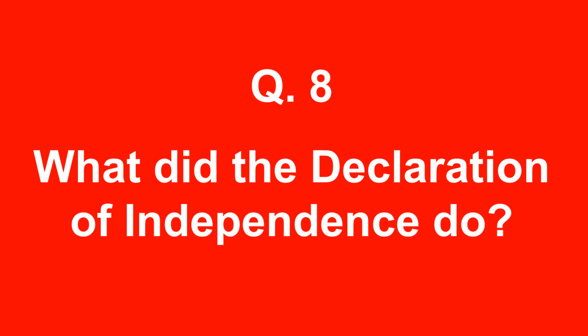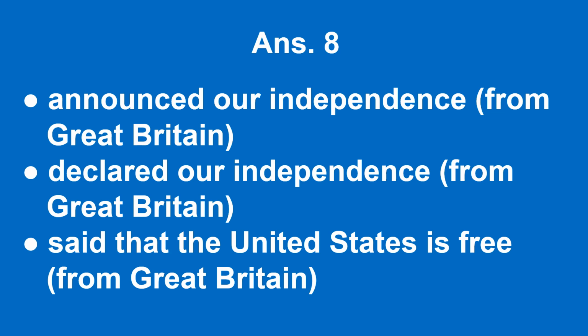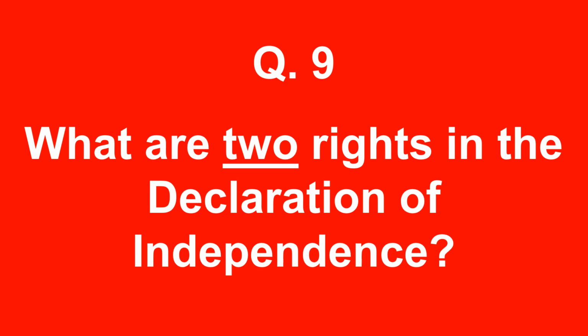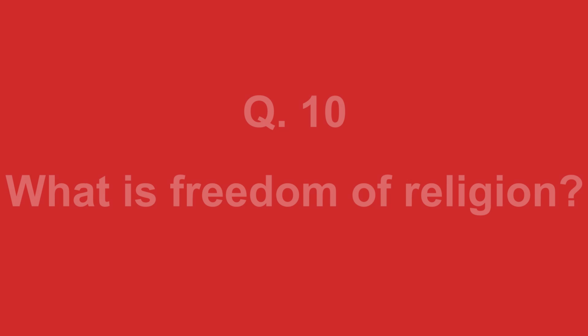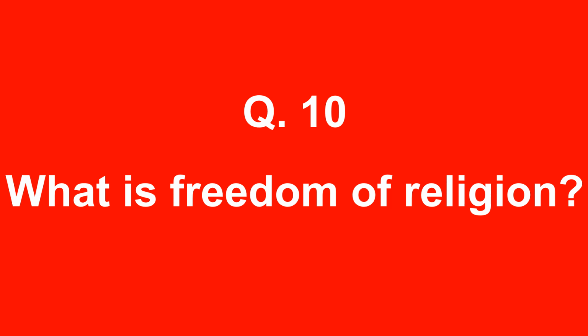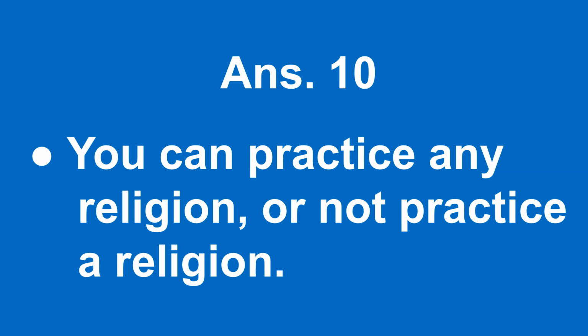What did the Declaration of Independence do? Announced our independence from Great Britain, declared our independence from Great Britain, said that the United States is free from Great Britain. What are two rights in the Declaration of Independence? Life, liberty, pursuit of happiness. What is freedom of religion? You can practice any religion or not practice a religion.